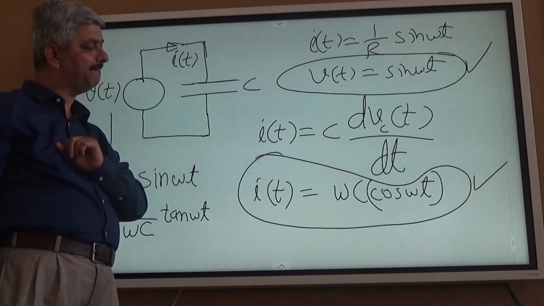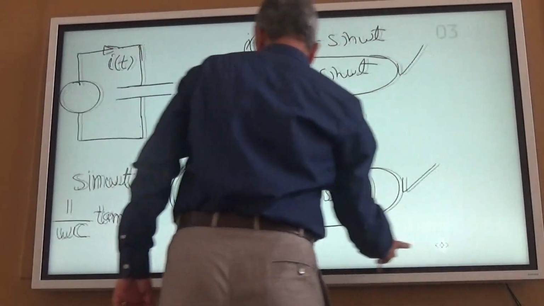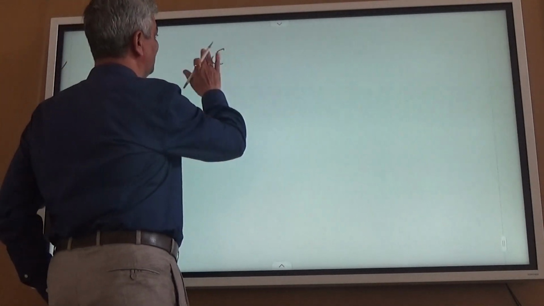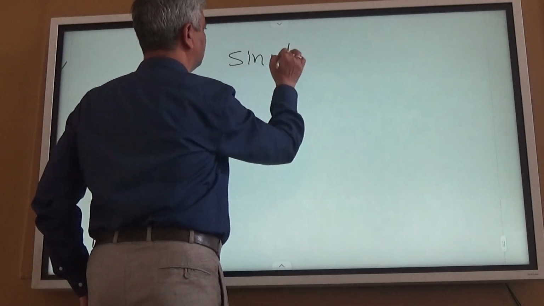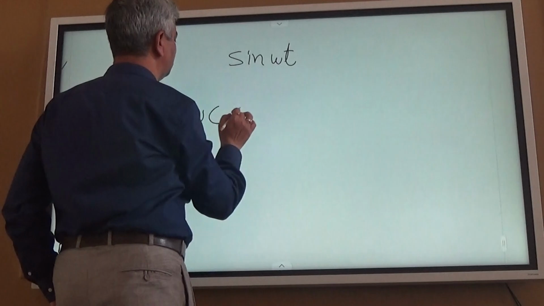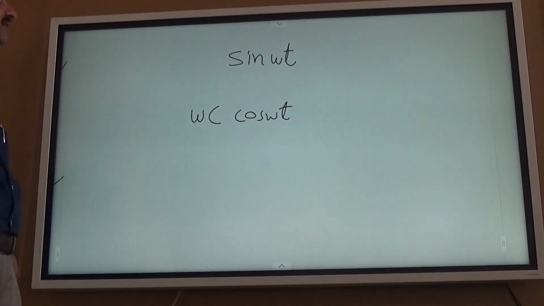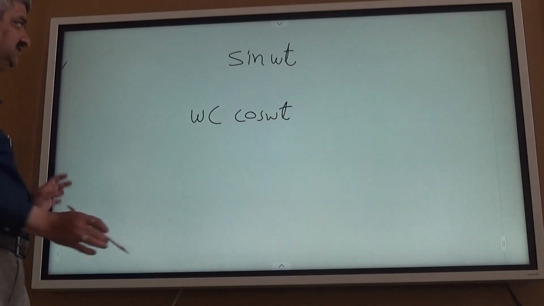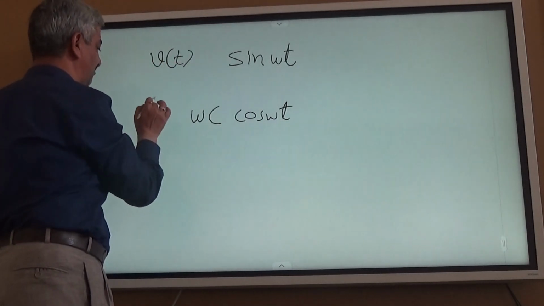मग आता कपॅसिटरचा इम्पिडन्स किती आहे? व्होल्टेज साइन ओमेगा टी आहे आणि करंट आहे ओमेगा सी कॉस ओमेगा टी. मग आता इम्पिडन्स किती, तर आपण XC म्हणतो, XC. हे अजून उत्तर तसं लगेच मिळालं नाही.